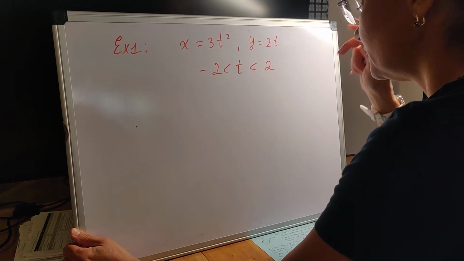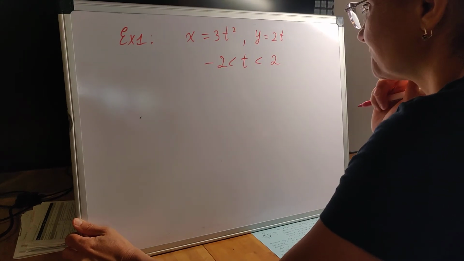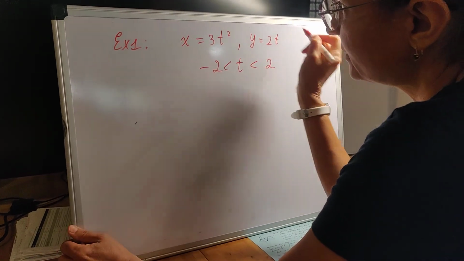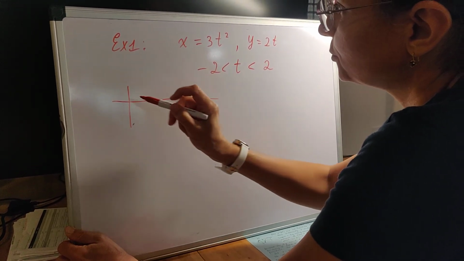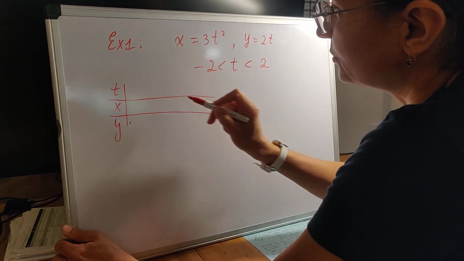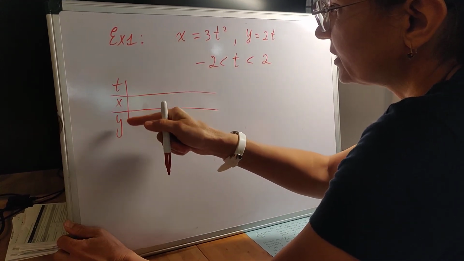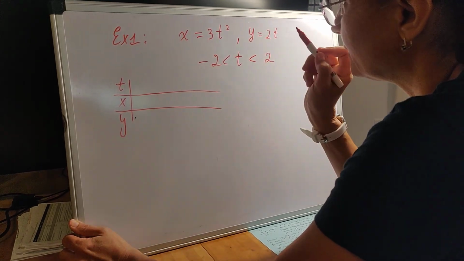So we don't watch the ladybug before -2 seconds and don't watch it after 2 seconds. We just watch it for 4 seconds. How can we graph this parametric curve and find out how the ladybug is moving? What I'm going to do is make a table. In this table, I'm going to have different t's, different x's, and different y's. And then I'm going to use x and y as coordinates of points and graph the curve.